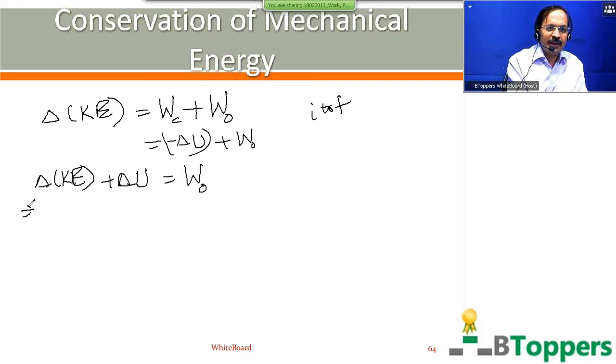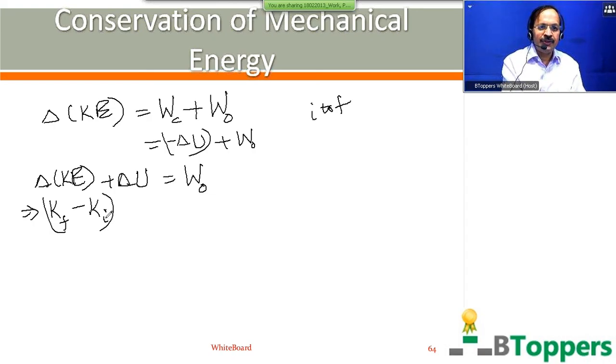Change in the kinetic energy of the system, we can write as kinetic energy in the final state minus kinetic energy in the initial state. K subscript I represents the kinetic energy of the system in the initial state. K subscript F represents the kinetic energy of the system in the final state. Delta U is the change in the potential energy, that you can write as UF minus UI. UI is the potential energy of the body or system in the initial state. UF is the potential energy of the body or system in the final state. That you can write equal to W naught. That means I have written delta K equal to KF minus KI, delta U equal to UF minus UI.